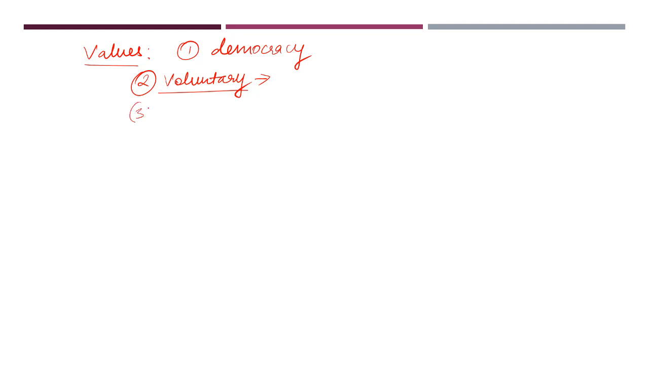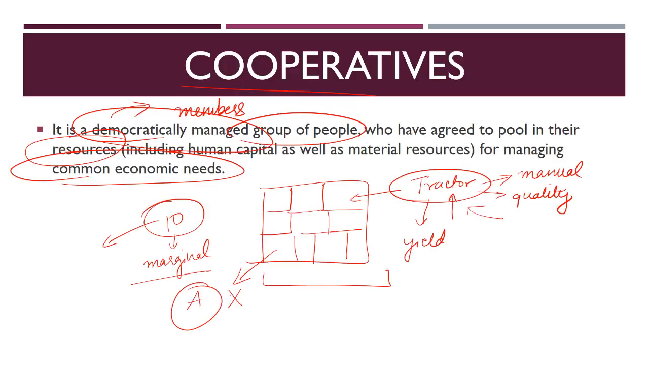Another important aspect is equality of control. It simply means that all the members of the cooperative have control over its resources. For example, we were talking about this tractor as an equipment. Now, let's say today I need this, but you also need it. We are both members of this cooperative.